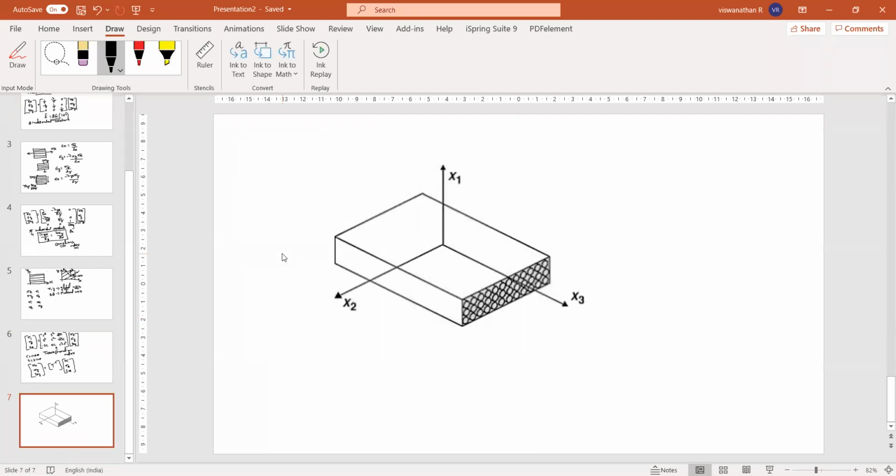So what is the difference between the anisotropic material and the orthotropic material? Can anybody answer that? What is an anisotropic material? What is an orthotropic material? Have you heard of these terms?